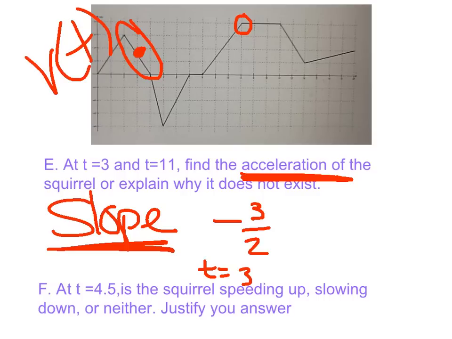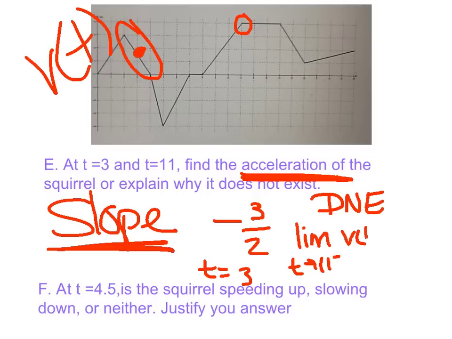Hopefully you've already said to yourself that slope does not exist. Now just recall, I think we talked about it the previous day, we cannot say it's because it comes to a cusp or corner. That's not acceptable. Remember, you need to describe that with a limit definition. So the limit as t approaches 11 from the left of, I'm going to say v of t, does not equal the limit as t approaches 11 from the right of v of t.